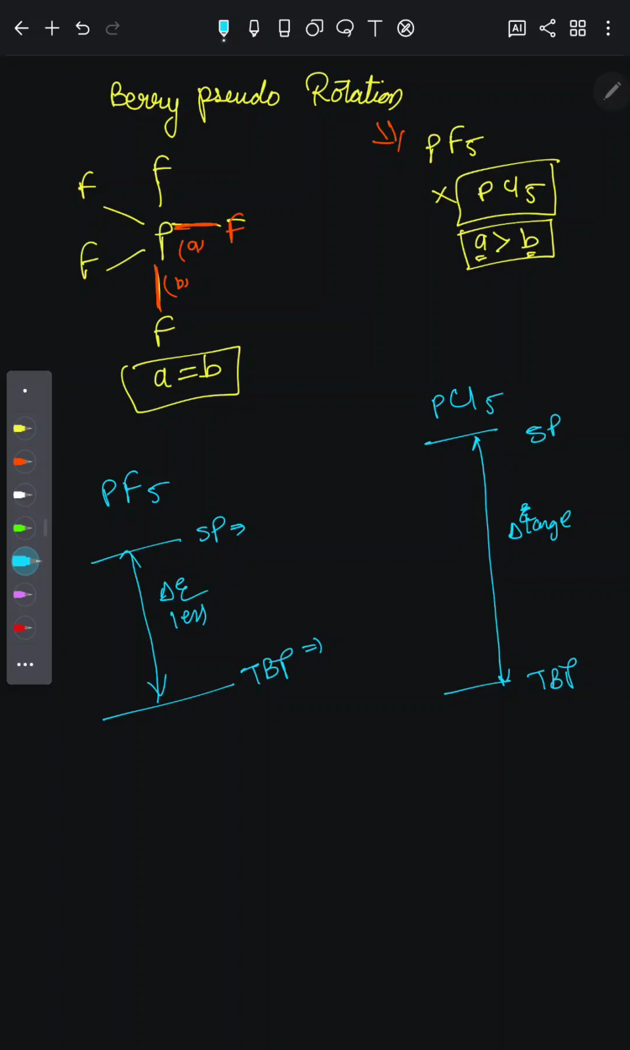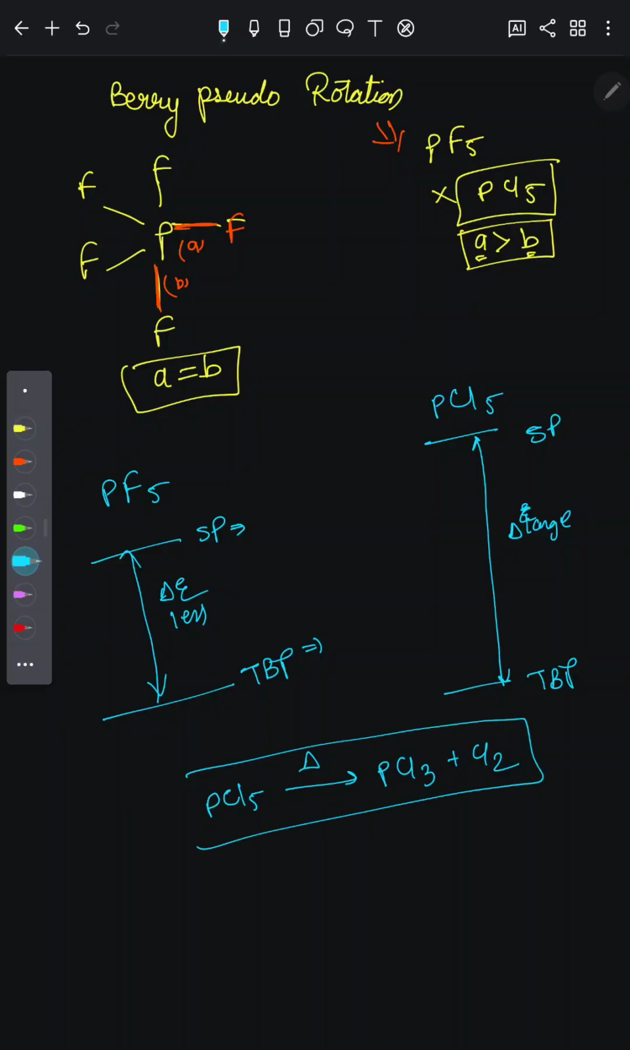And by increasing the temperature, we cannot change the energy gap between these. Why? Because the bond strength of PCl5 will break if you put more energy here, just like in the PCl5 molecule. If we put a little bit of heat, or increase the temperature, then this will form PCl3 plus Cl2 alone. So this is the final reaction that can be seen in the case of the PCl5 molecule.